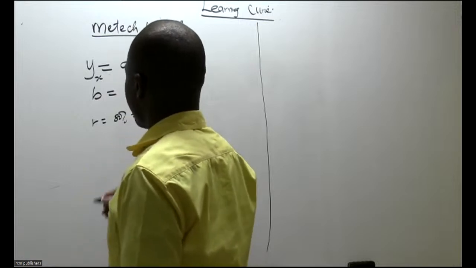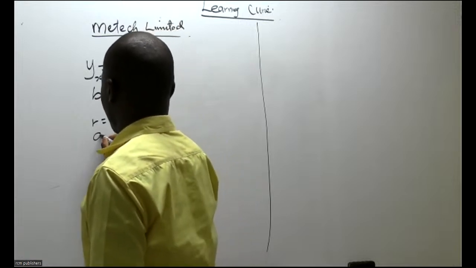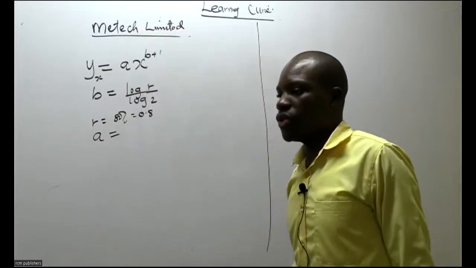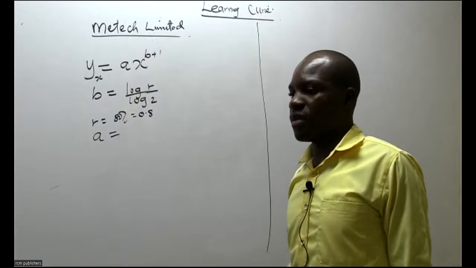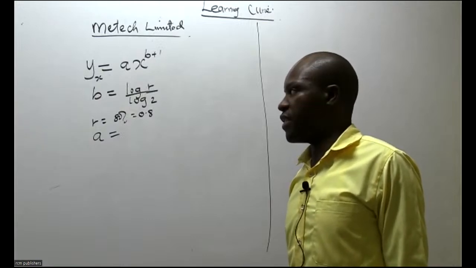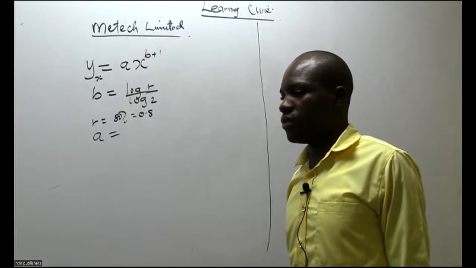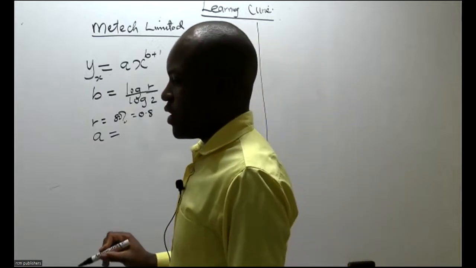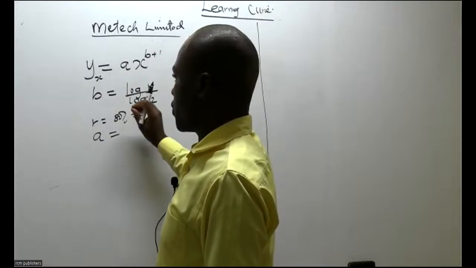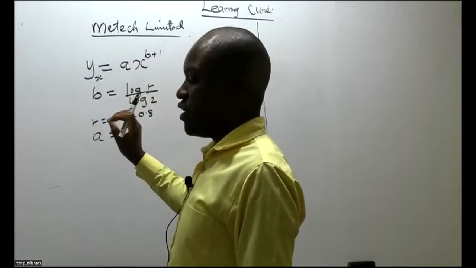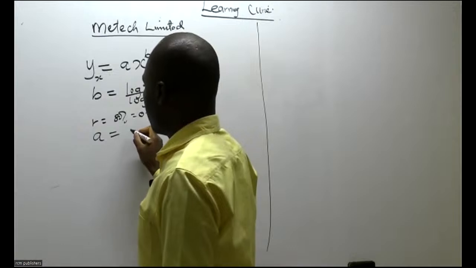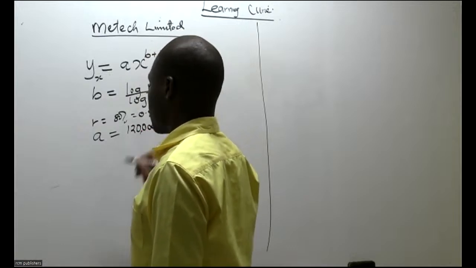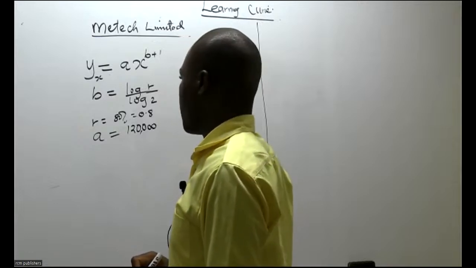Then have we been given x or a? I want you to help me to identify a, because with a, we'll be able to do something. Have we been given the value of a in the question? Yes, we have been given that the cost of labor for producing 1 unit or the first batch is equivalent to 120,000.